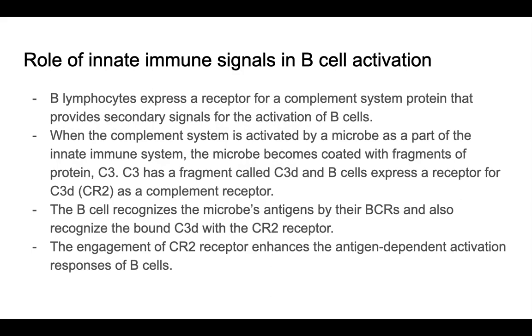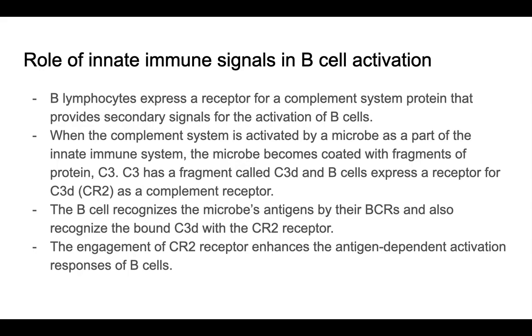The role of innate immune signals in B cell activation. B lymphocytes express a receptor for a complement system protein that provides secondary signals for the activation of B cells. When the complement system is activated by a microbe as a part of the innate immune system, the microbe becomes coated with fragments of protein C3.